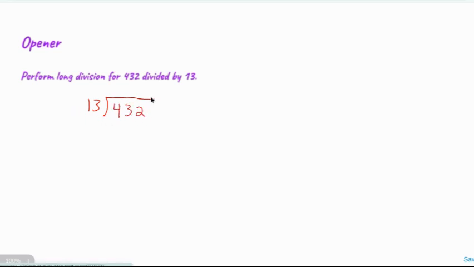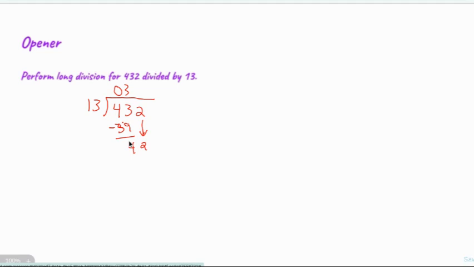We have to recall that we have to look at how many times 13 goes into 4. Now, since we can't fit 13 into 4, we put a 0 there and we think about how many 13s go into 43. So 13, 26, 39, that would be 3 of them. And we're going to subtract 39. And we're going to get a remainder of 4, and then we're going to bring down our 2.